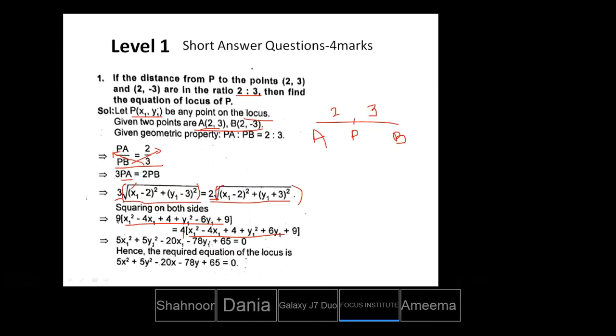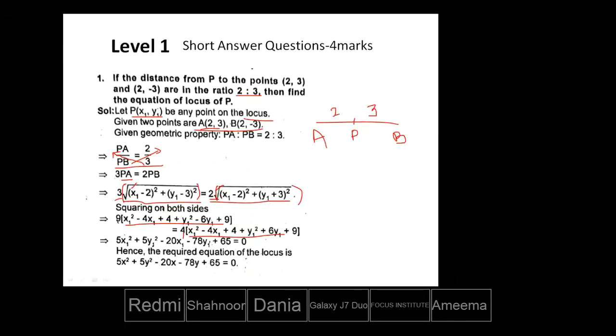So now, if the distances from P to the points 2 comma 3 and 2 comma minus 3 are in the ratio of 2 is to 3, then you have to find the equation of locus of P, right? So PA is to PB is in the ratio of 2 is to 3, okay? Now we can write PA by PB is equal to 2 by 3. Then 3PA will be equal to 2PB, okay?